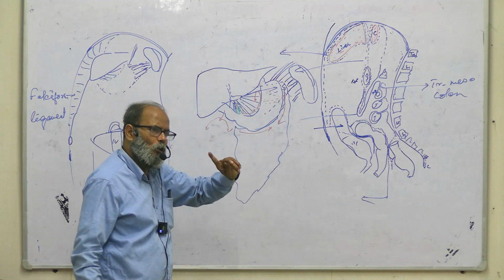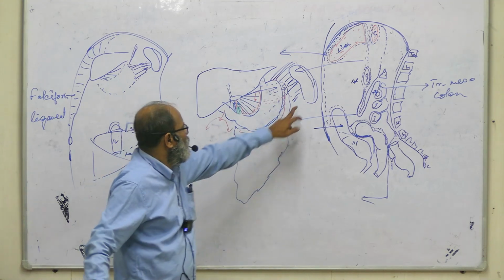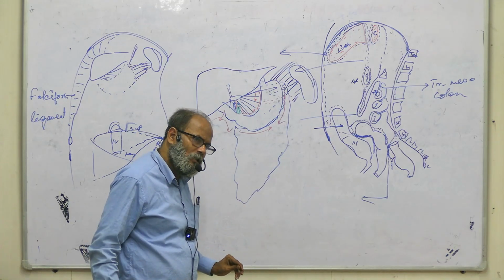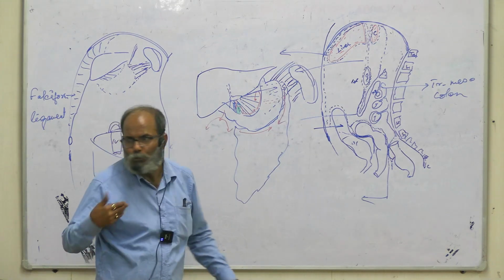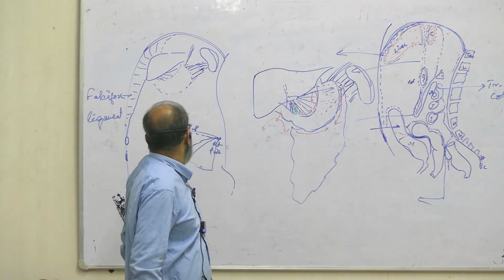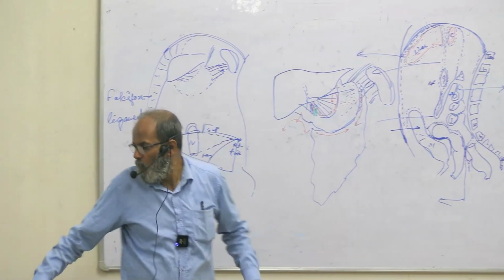These are the derivatives of dorsal mesogastrium: the greater omentum, the gastrophrenic ligament, all of these from dorsal mesogastrium. Let me do another to show you the lienorenal ligament.